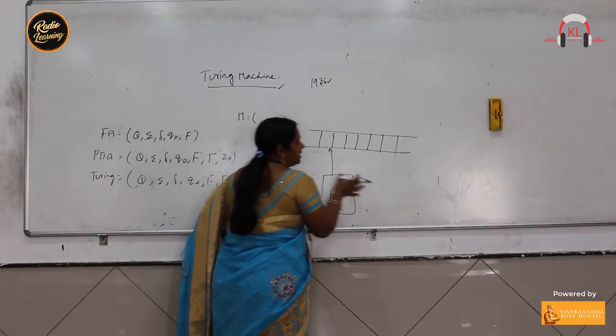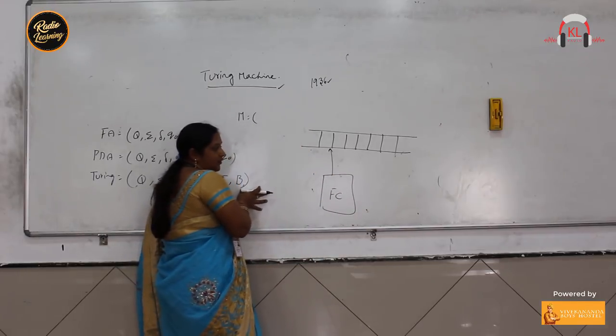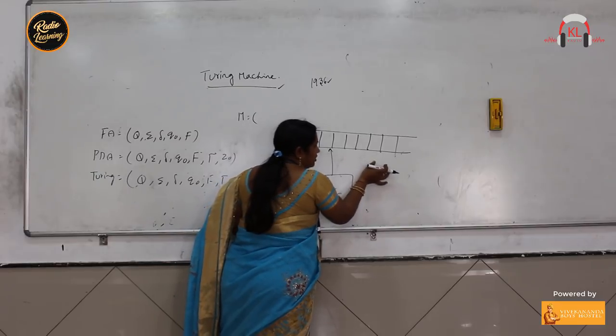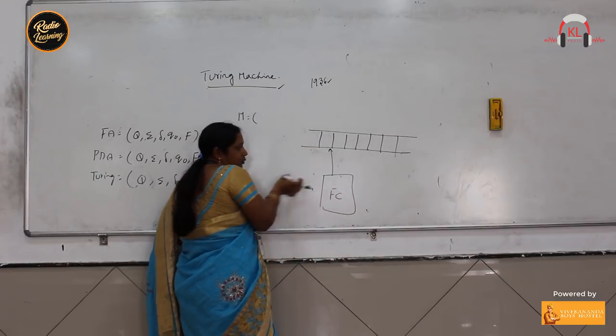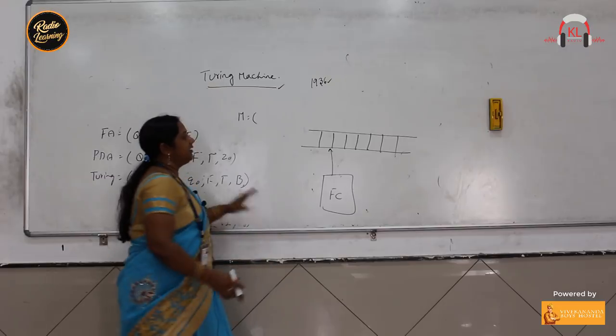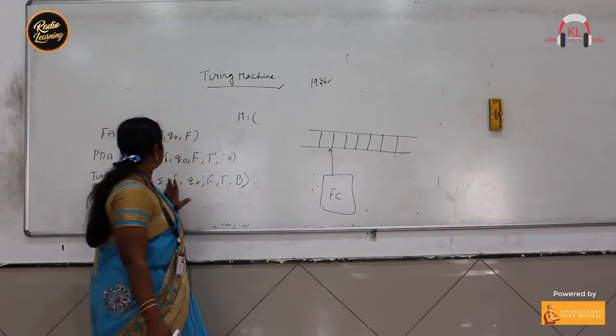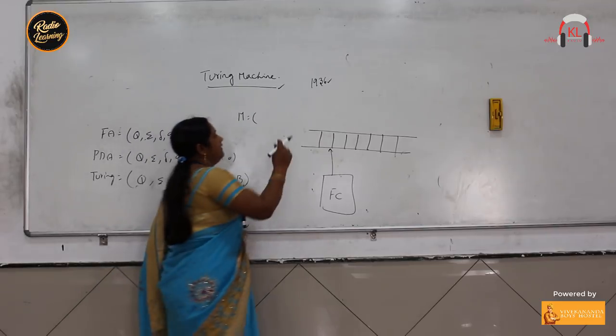That means it moves left and right. So if you'd like to move this read and write head, either we can move to the right, or this head can move to the left. That is the advantage in the Turing machine that we are having. Now let us see what is the delta transition function we are having.